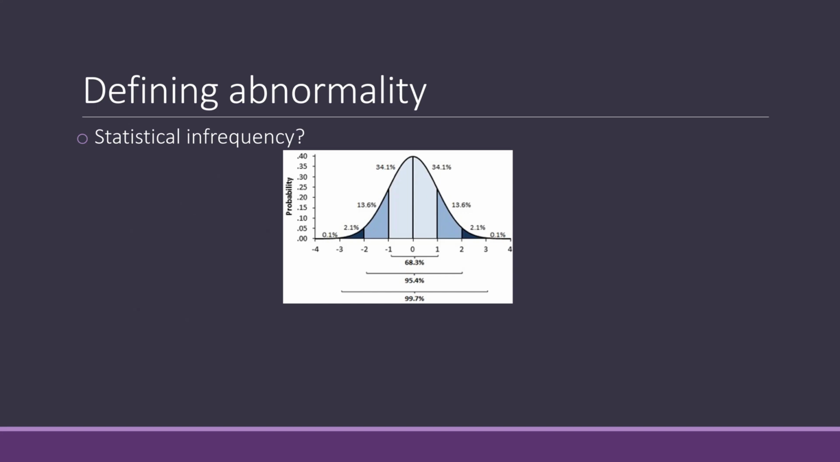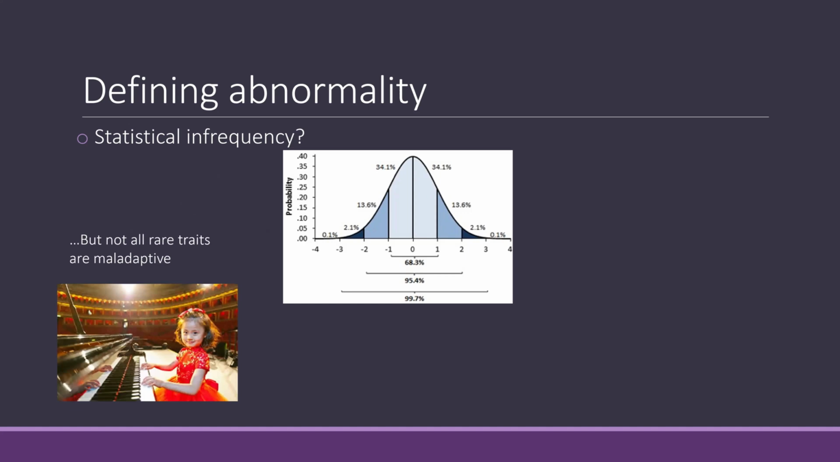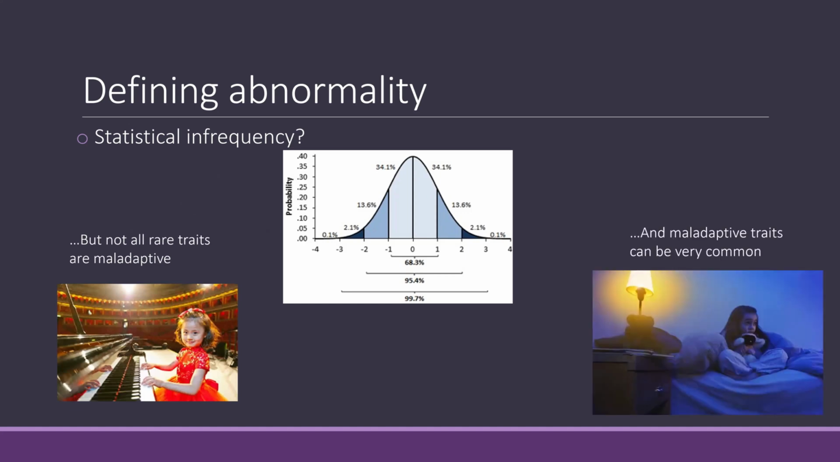So we could say that people who are kind of outliers in terms of their behavior or personality, that would indicate a disorder. But this isn't always reliable because not all rare traits are maladaptive, and maladaptive traits can be very common. So these examples are just showing that having a rare skill is not necessarily a disorder. It could be a gift. And something like being afraid of the dark could be seen as maladaptive, but it's very common.